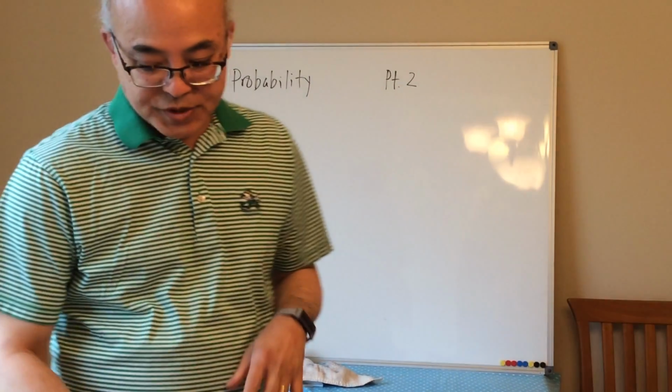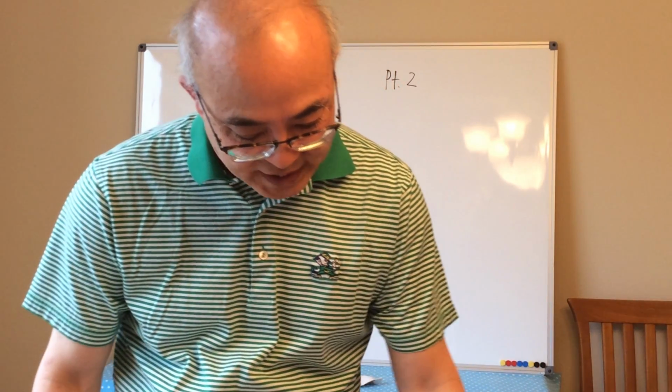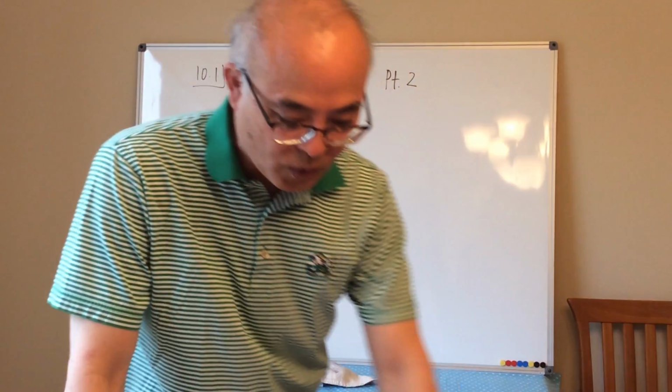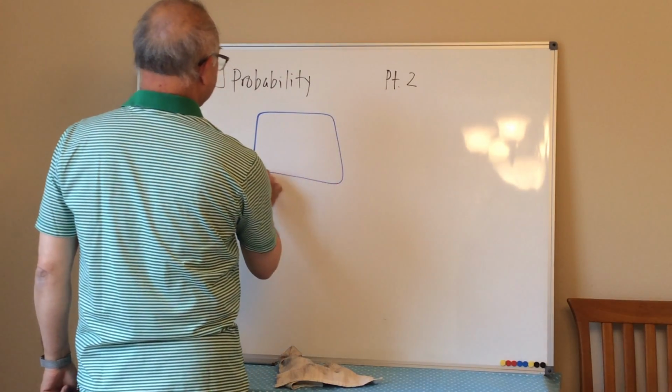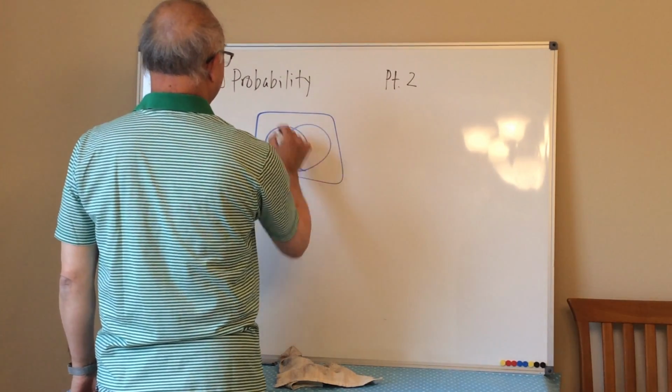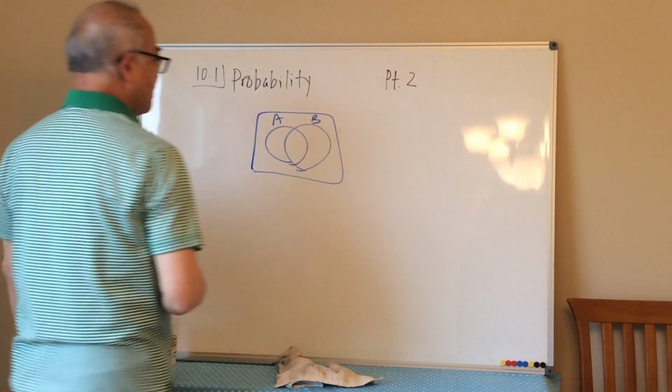All right, so we're going to continue on with chapter 10.1. Let's move on to Venn diagrams. Venn diagrams is also something that you've done before. If you remember correctly, it goes like this, and you have A, and you have B, right?